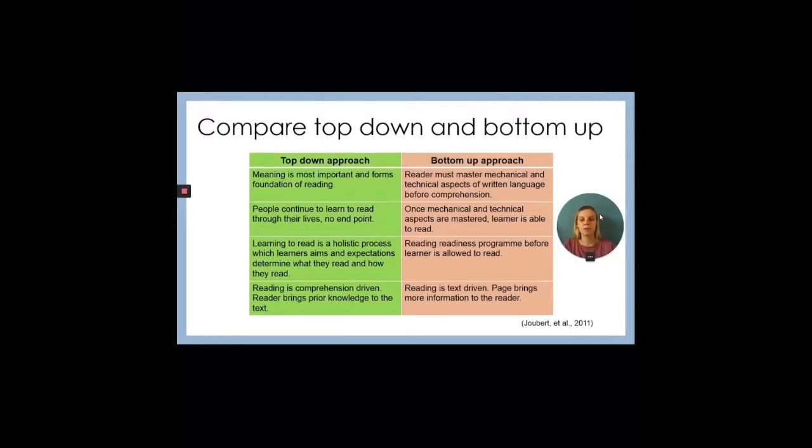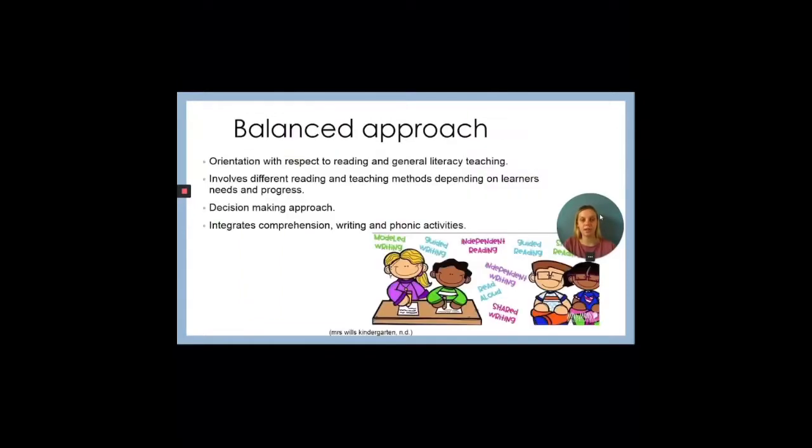For the top-down approach, learning to read is seen as a holistic process, in which learners' aims and expectations determine what they read. But for the bottom-up approach, reading readiness programs occur before the learner is actually allowed to read. Reading is comprehension-driven according to the top-down approach, but reading is text-driven according to the bottom-up approach. Then we have our balanced approach to reading, which is basically the top-down and bottom-up approach combined.